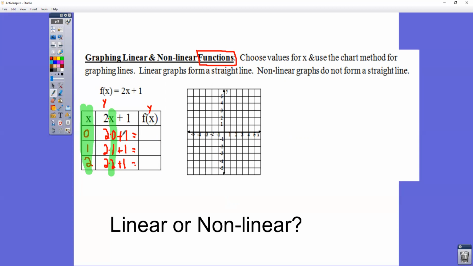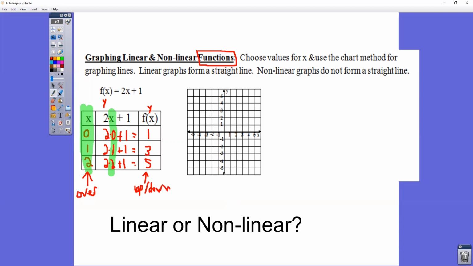So 2 times 0 is 0, plus 1 is 1. 2 times 1 is 2, plus 1 is 3. 2 times 2 is 4, plus 1 is 5. When you go to graph these, just like you graphed lines before, your x value is always how many you go over. Your y value is how many you go up. That's a U, up or down.